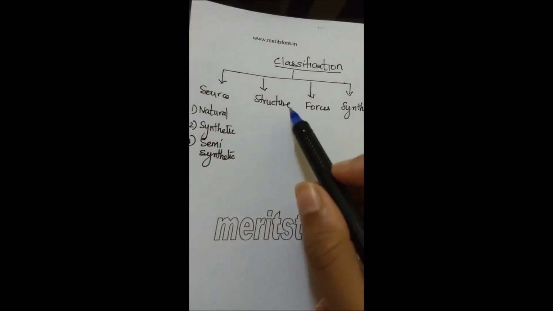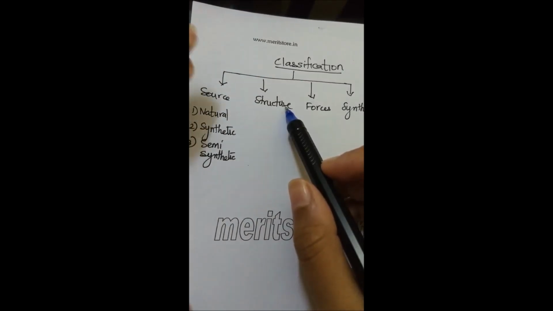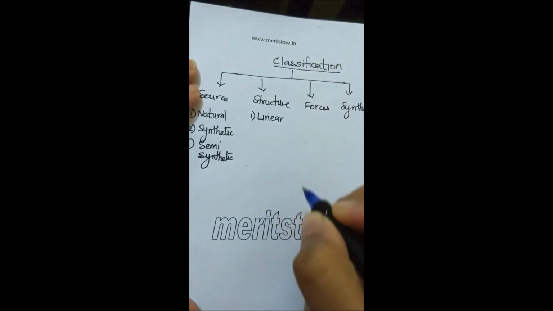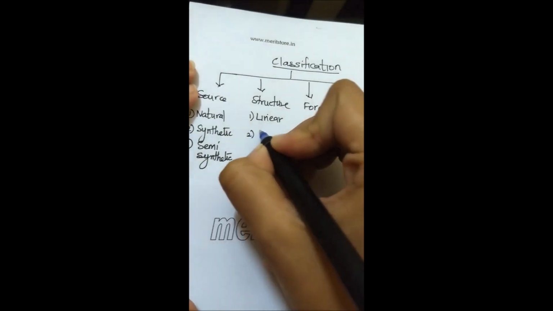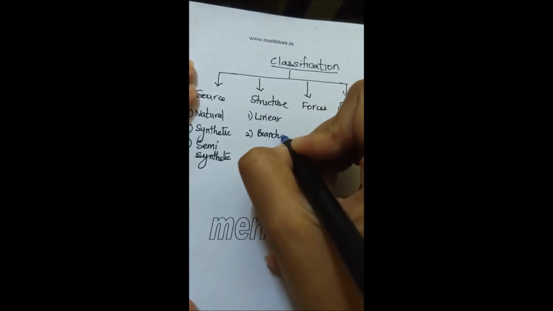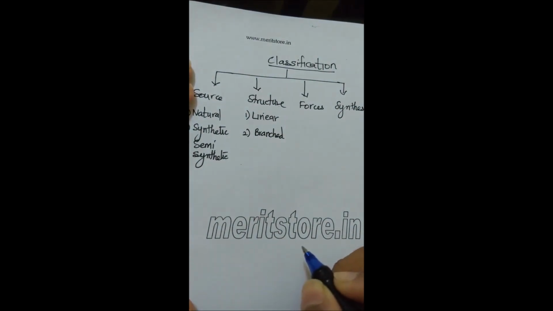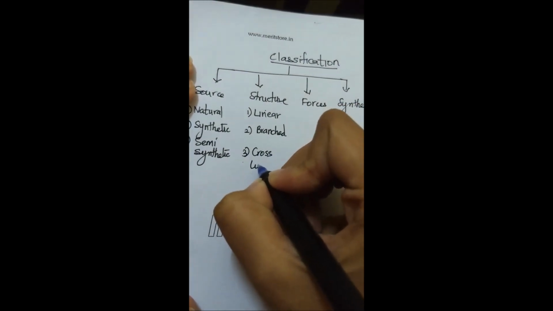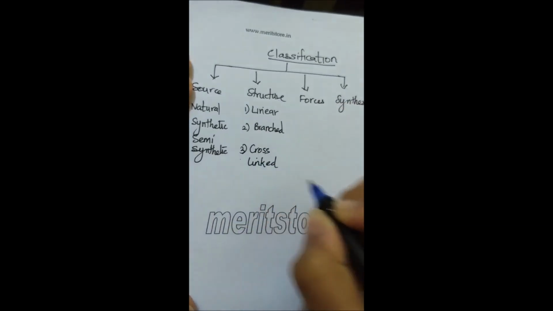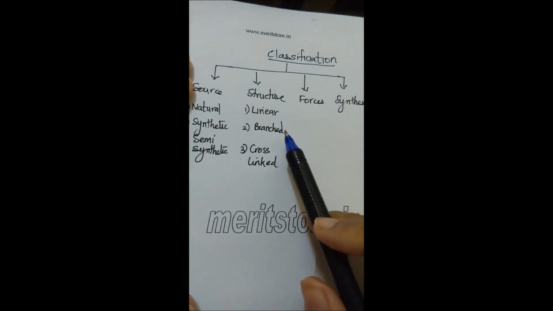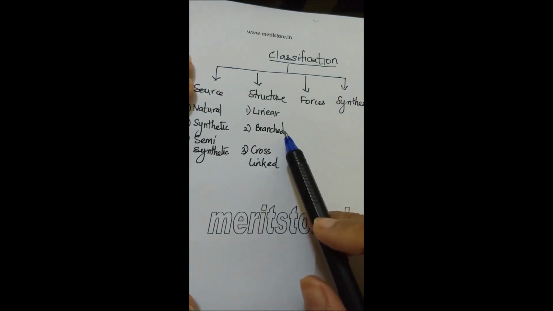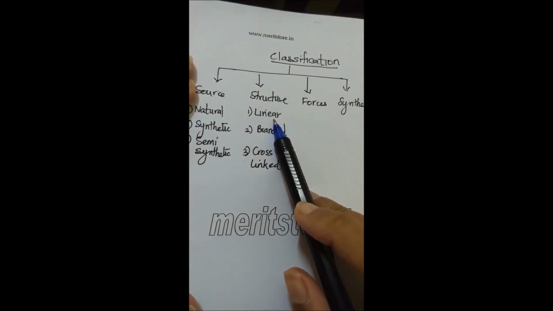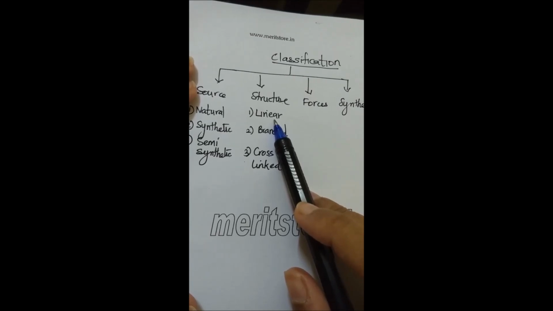Now let us look at the structure. Based on the structure, we have linear polymers, branched polymers, and cross-linked polymers. Linear, as the name suggests, they are linked together to form linear chains. An example is nylon or polyester.